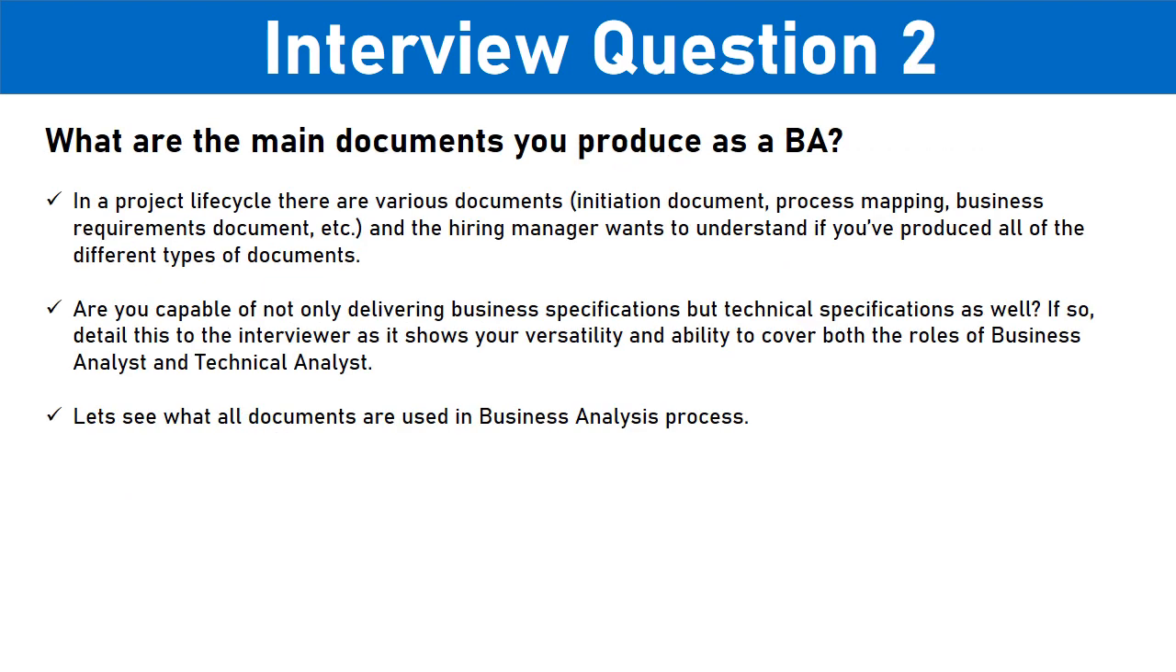Question 2. What are the main documents you produce as a BA? In a project lifecycle there are various documents like initiation document, process mapping, business requirements document, and the hiring manager wants to understand if you've produced all of the different types of documents. Are you capable of not only delivering business specifications but technical specifications as well? If so, detail this to the interviewer as it shows your versatility and ability to cover both the roles of business analyst and technical analyst. Let's see what all documents are used in business analysis process next.